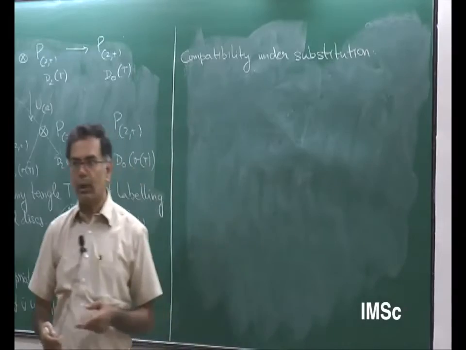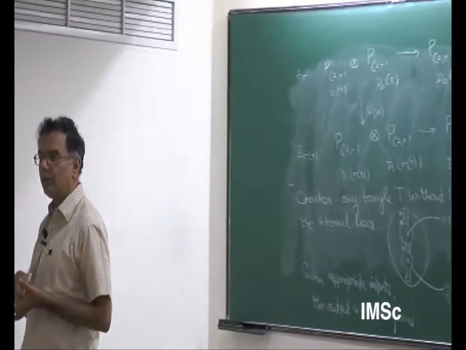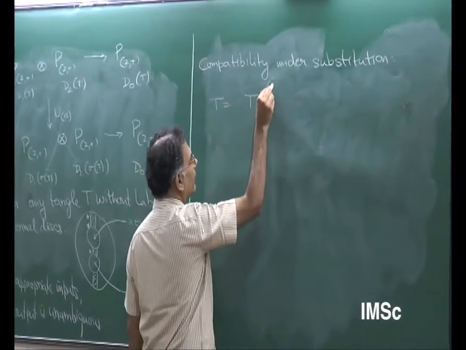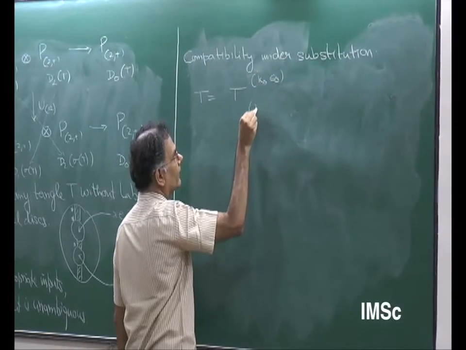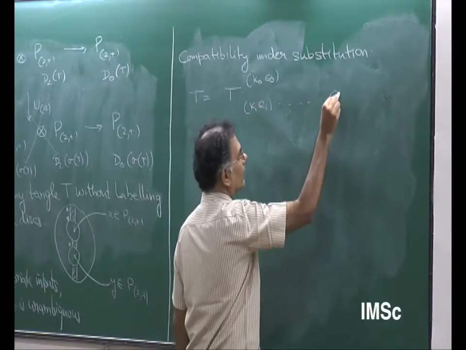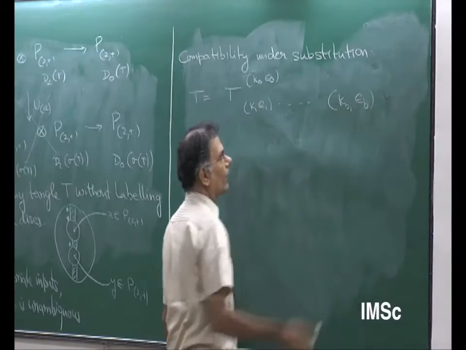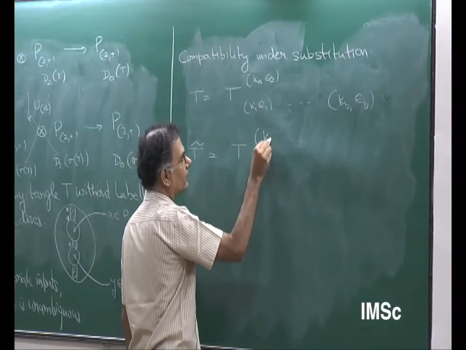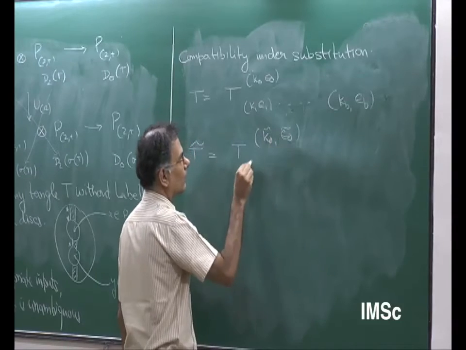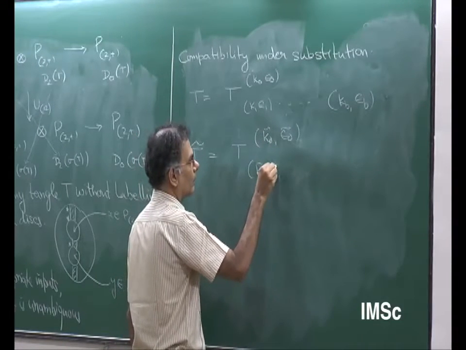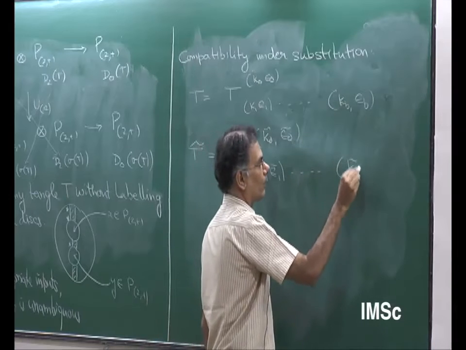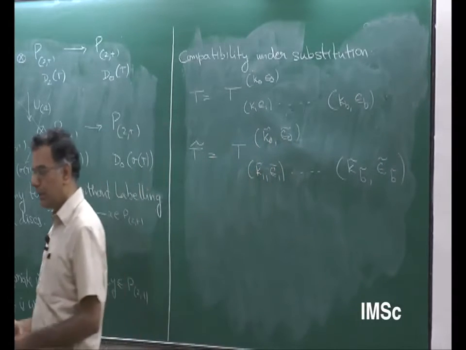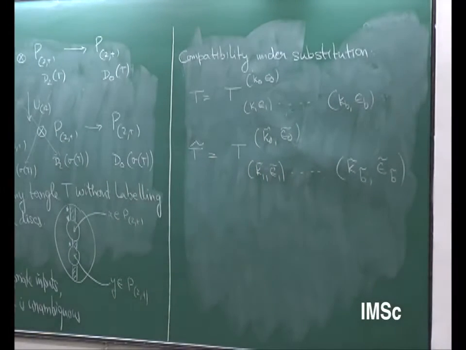So for this we need to take two tangles, one of which can be substituted into some box, some disk of the other. So let T be a tangle as usual like this, and let T twiddle be another tangle, everything with twiddles, including the B. The B is also twiddled. You have a new number of internal disks.